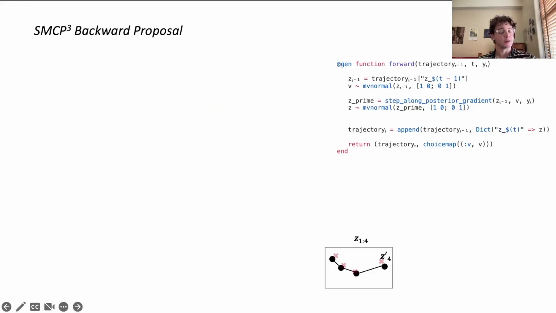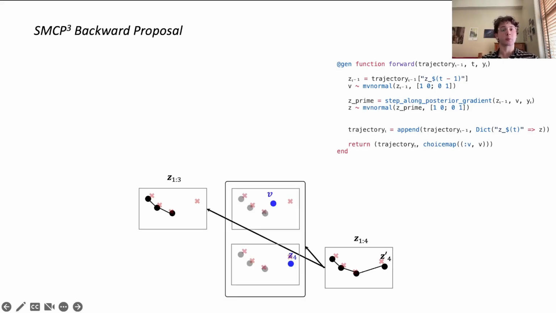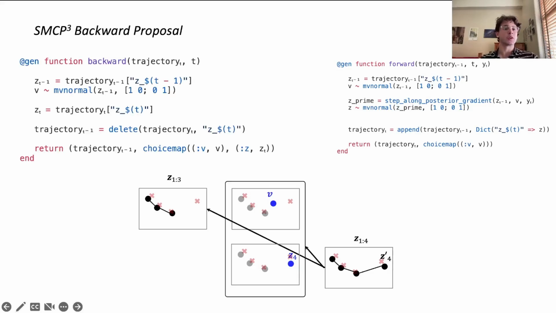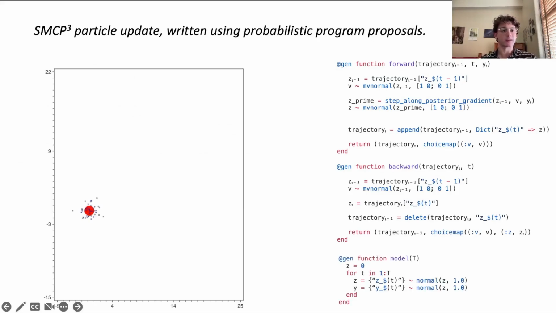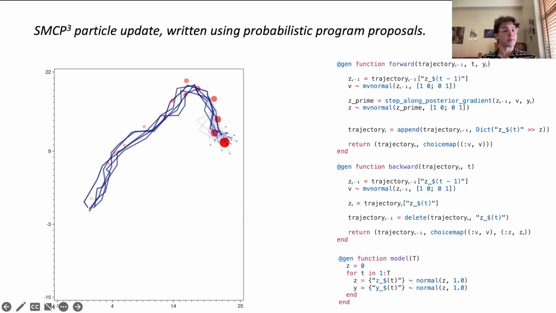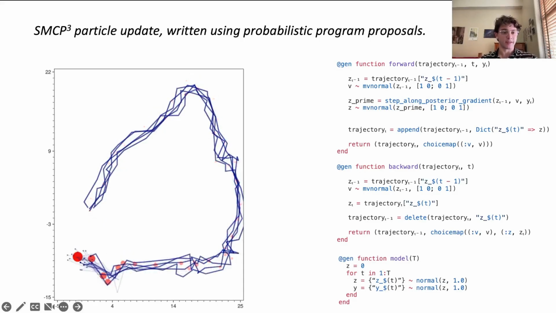The second thing that we need to do is write a backwards proposal, which takes as input an updated particle and approximately inverts the forward proposal, proposing what particle may have been input to the forward proposal before the update, and what set of random choices the forward proposal may have made to cause it to output this as the updated particle. We can write such a proposal using a probabilistic program, and once we have these two proposals, and also a probabilistic program describing the random walk model we've been using, a probabilistic programming system can automatically run SMCP3.